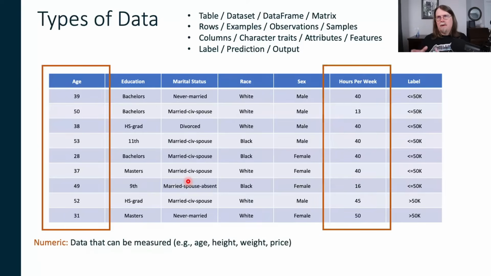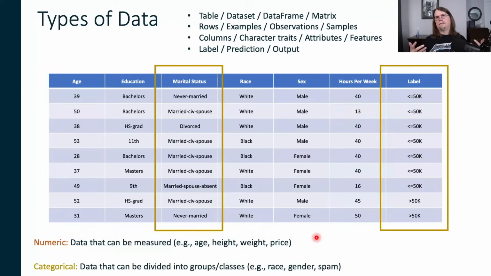Now, when we start talking about our data, we can also start thinking about the contents of these columns, of these features. What is the nature of the data stored within them? And in the case of machine learning, we typically have only two types of data. We have the first kind, which is numeric, and this measures stuff: age, height, weight, price, so on and so forth. So here we can see age, here we can see hours per week, and these are numeric columns, numeric features.